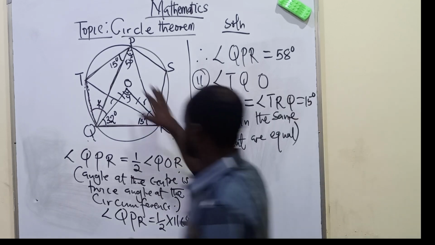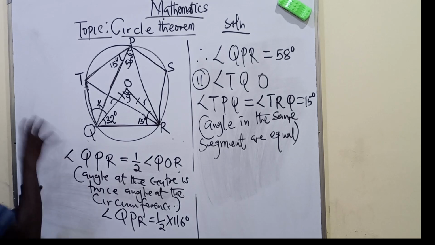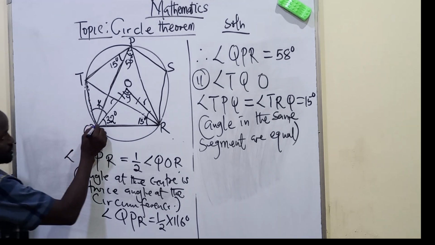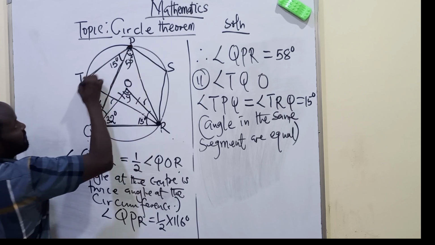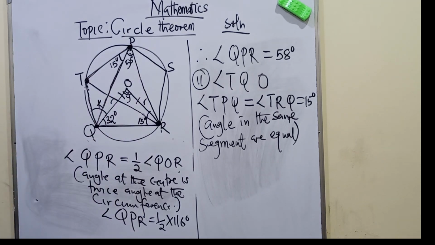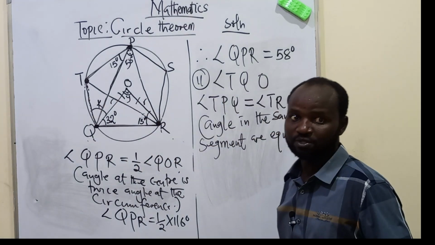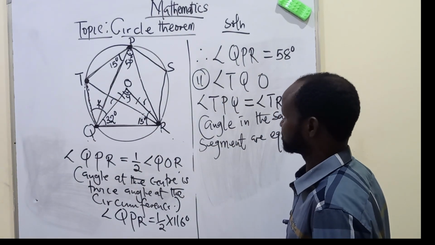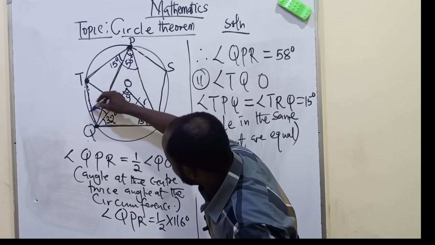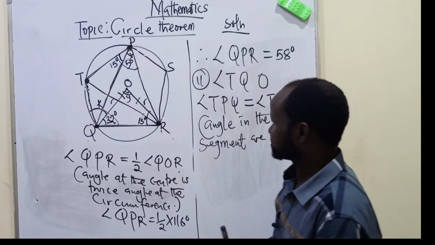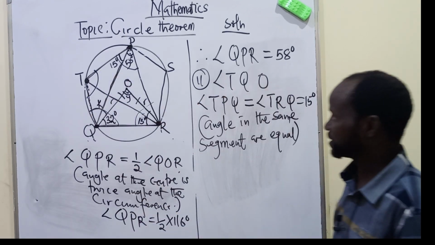You realize that we have a cyclic quadrilateral here. Cyclic quadrilateral means when we have 4 corners or 4 points touching the circumference. This is 1, 2, 3, then 4. This is a cyclic quadrilateral, and opposite angles of a cyclic quadrilateral are supplementary. Supplementary means sum up to 180 degrees. So the whole of this angle plus the whole of this angle will be equal to 180 degrees.